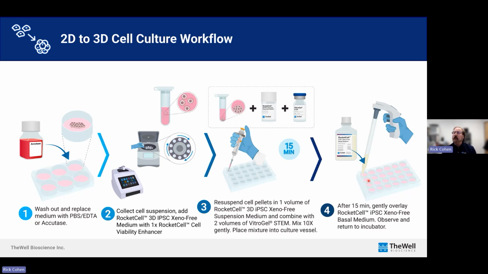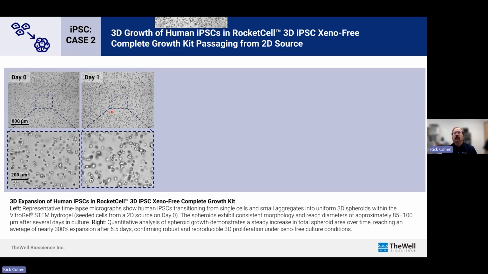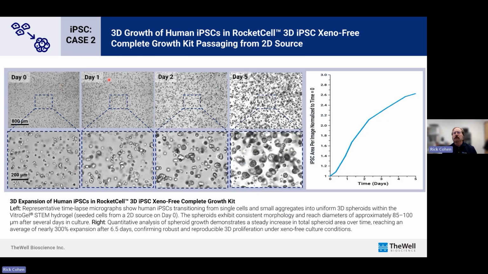If you do the 2D step, you can certainly do the thawing step. We recommend starting with Accutase. We've had a lot of success starting from single cells. And this is an example you'll see at lower resolution and higher resolution using a 2D source.